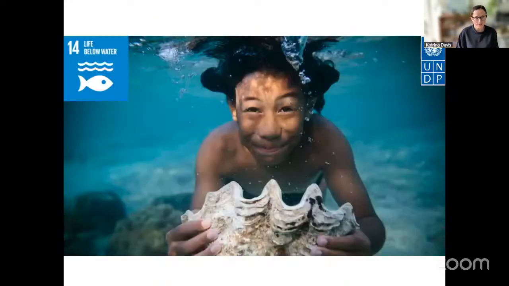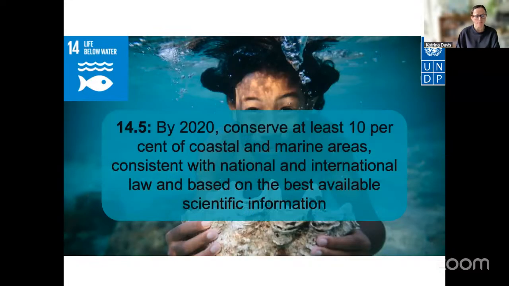This was the UNDP Sustainable Development Goal. The actual goal was to have at least 10% of coastal and marine areas, consistent with national and international law and based on the best available scientific information, conserved. Spoiler alert, you can be thinking to yourself: does anyone think that we have 10% of coastal and marine areas conserved already by 2025? We will answer these questions shortly.